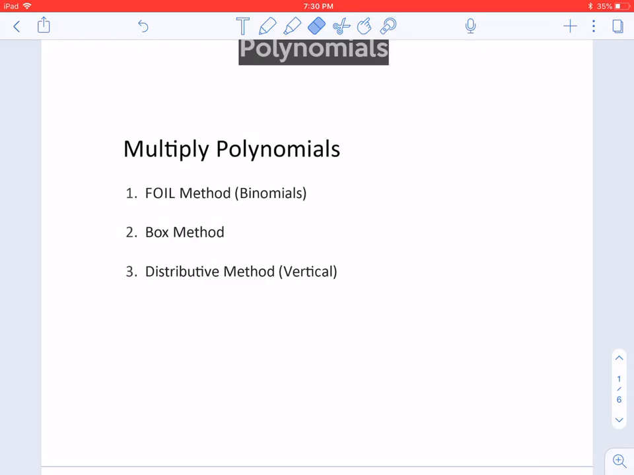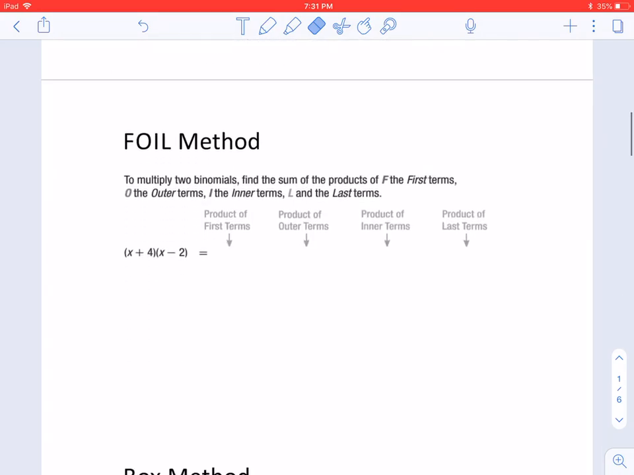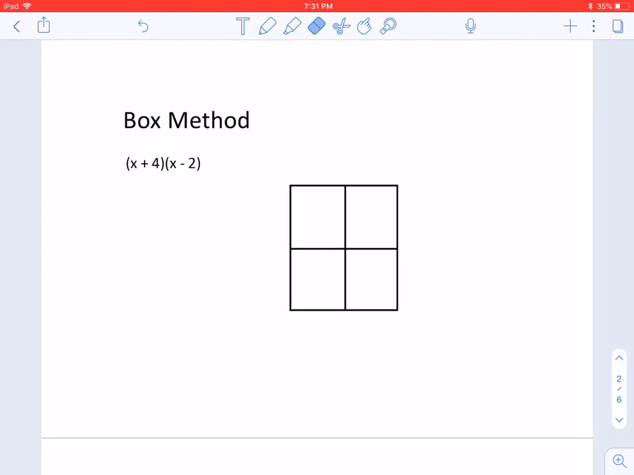The first method is called the FOIL method. And the FOIL method, I'm going to actually show you how to do on Wednesday. The second method is the method that we're going to discuss today, and it's called the box method. And then the third method is the distributive method, which is a vertical distributive property. So we are only going to focus on the box method today. So let's get started. We're going to skip this and we're going to go right to the box method.